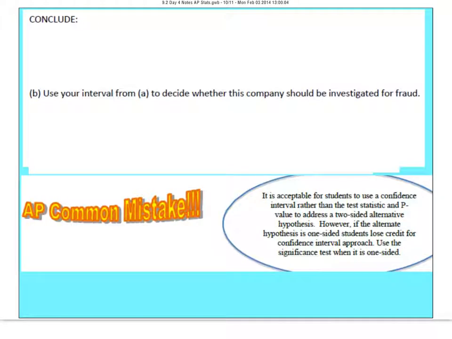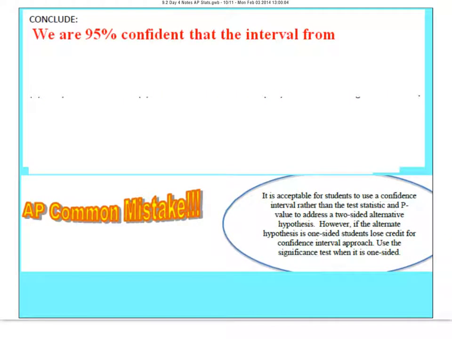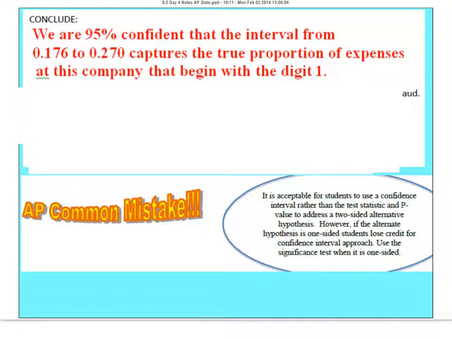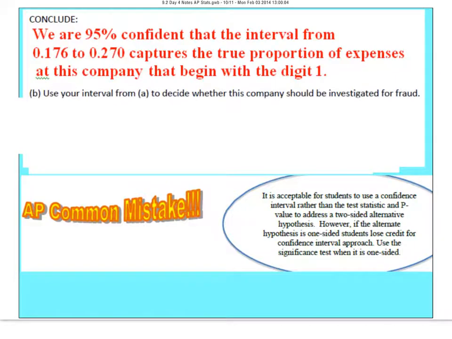Again, let's formally talk about the conclusion then. So conclusion, we are 95% confident that the interval from 0.176 to 0.270 captures the true proportion of expenses at this company that begin with the digit 1.